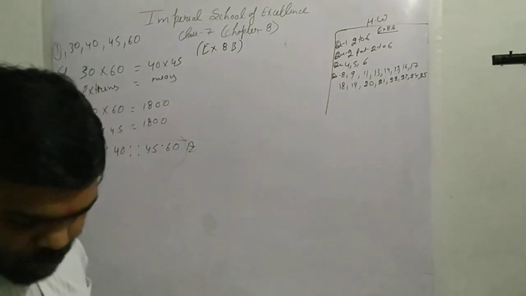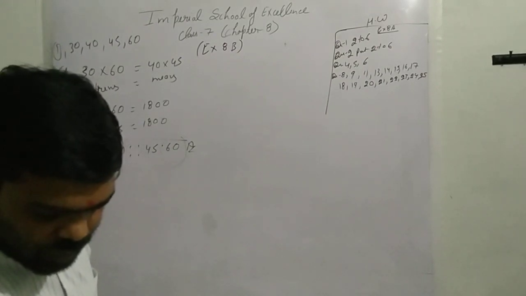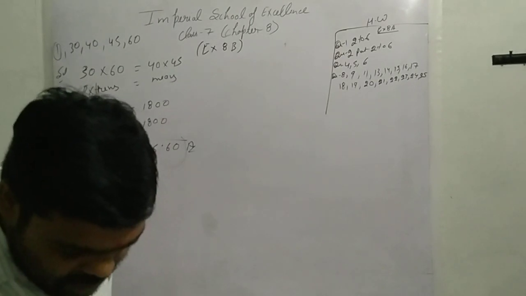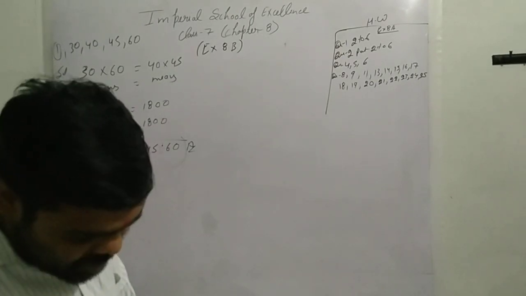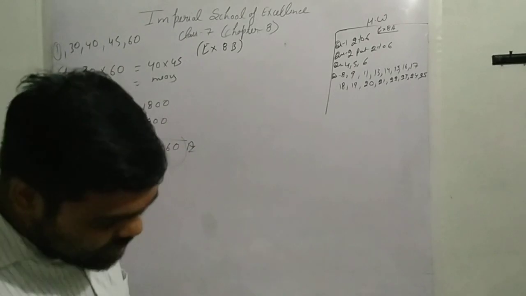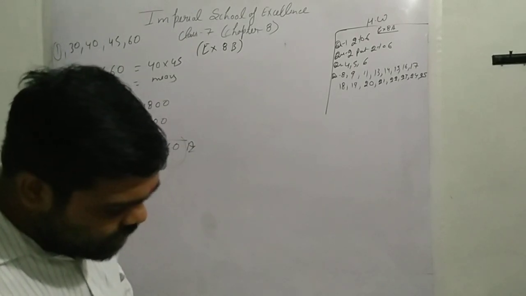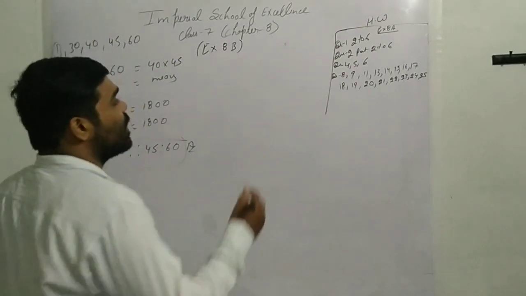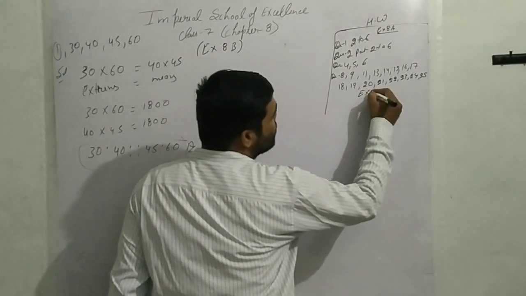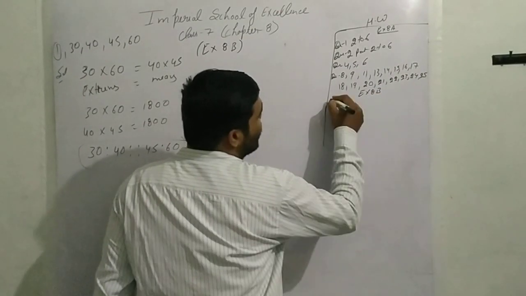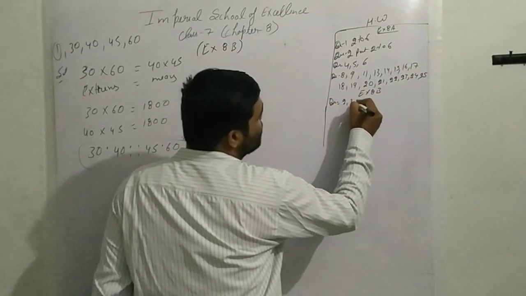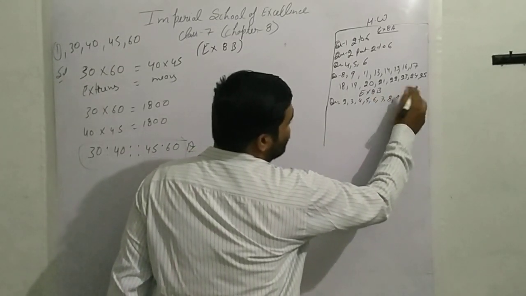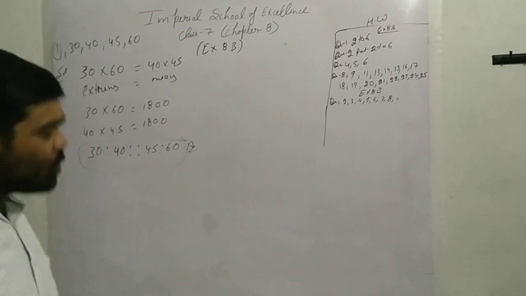Now question number 2 up to 9 in this exercise are also the same questions, only question number 9 is slightly different. I am explaining questions 9, 11 and 12 that you have to do in exercise 8b.